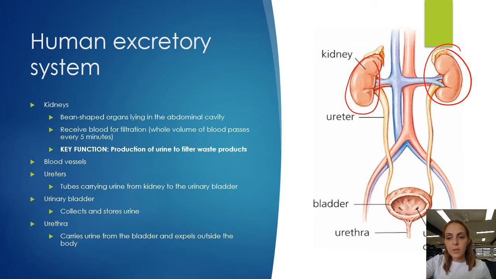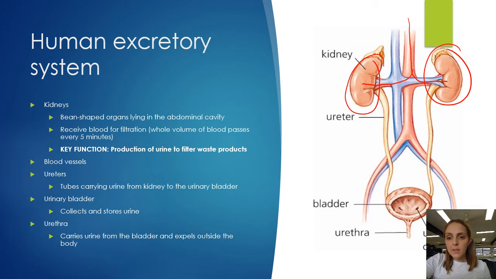If we think back to our previous lessons on the circulatory system, the kidneys are heavily linked to the circulatory system. Remember our major vessel, the aorta, that's going to be taking oxygenated blood from the heart into our kidneys, and they filter directly into the kidneys. Now, our kidneys receive that blood, and the entire volume of our blood passes through our kidneys every 5 minutes. So they are working hard all day filtering that blood.